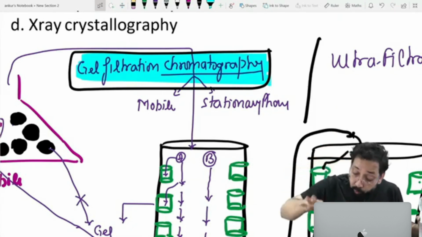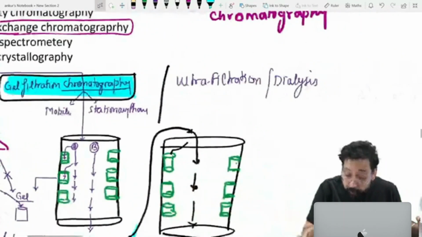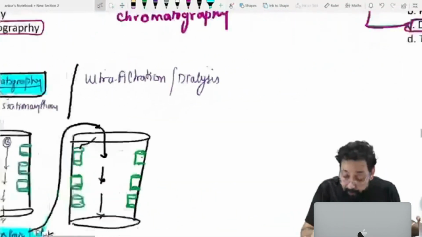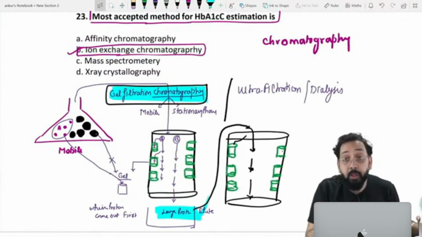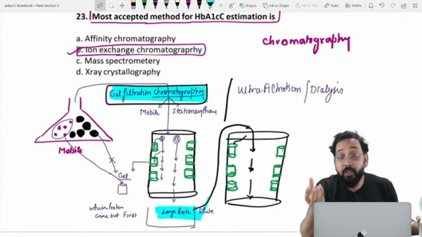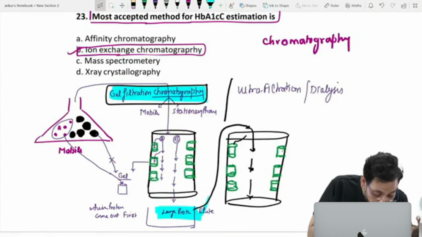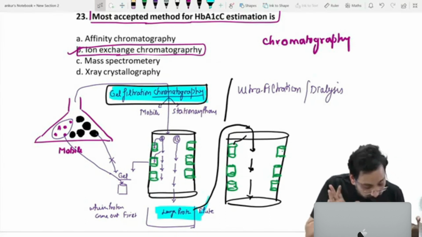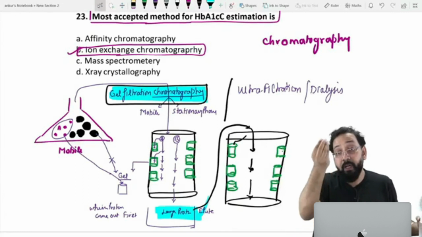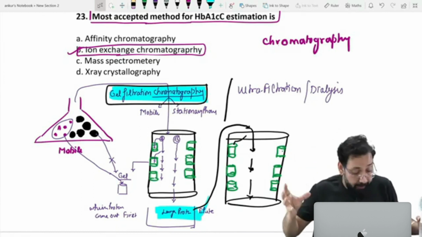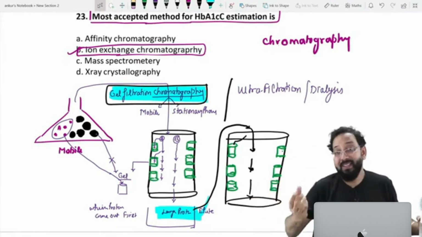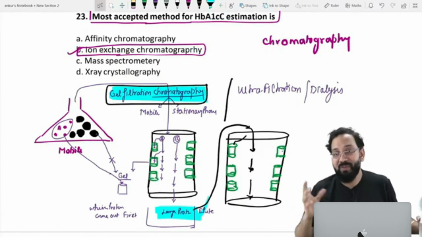Okay, this is filtration. We take a sieve, we pass the solution, small protein will filtrate, large protein will remain on the surface. No, this is not a simple filtration, this is not ultrafiltration, this is not dialysis, this is gel filtration chromatography. Which protein comes out first? Large protein. Remember, understand the concept. In gel filtration chromatography, large protein comes out first. In ultrafiltration, simple filtration, dialysis, small protein comes out first. Got the point?